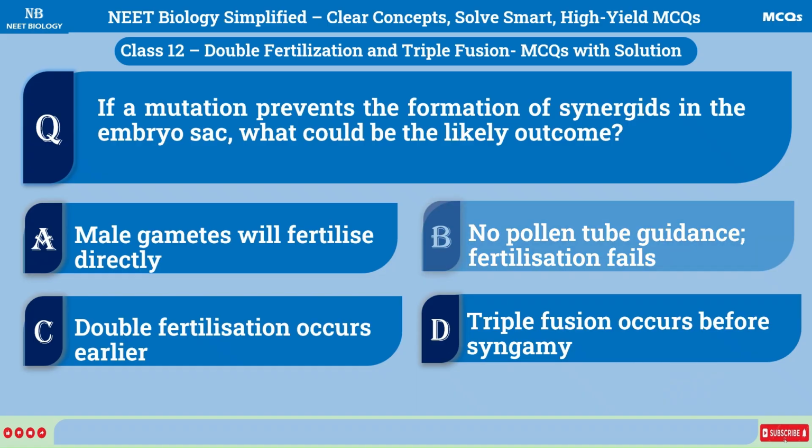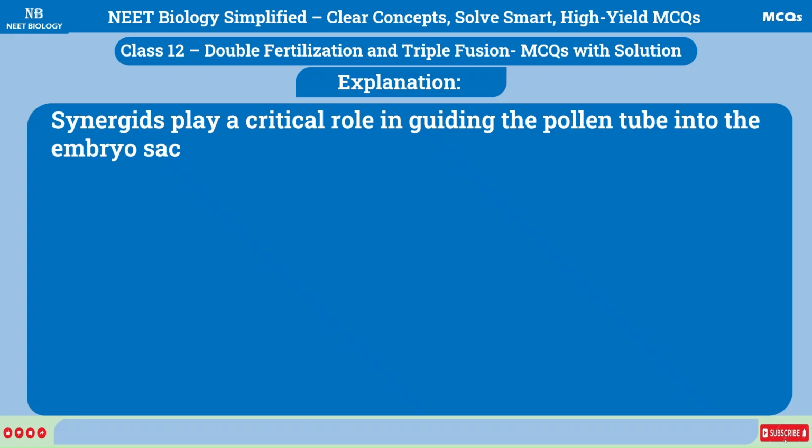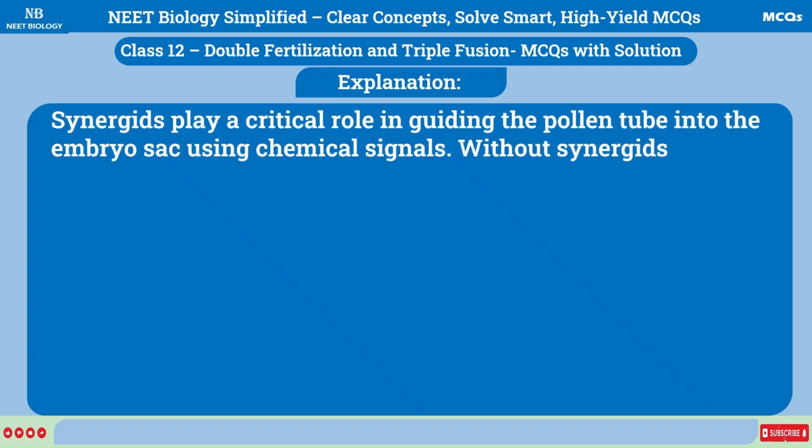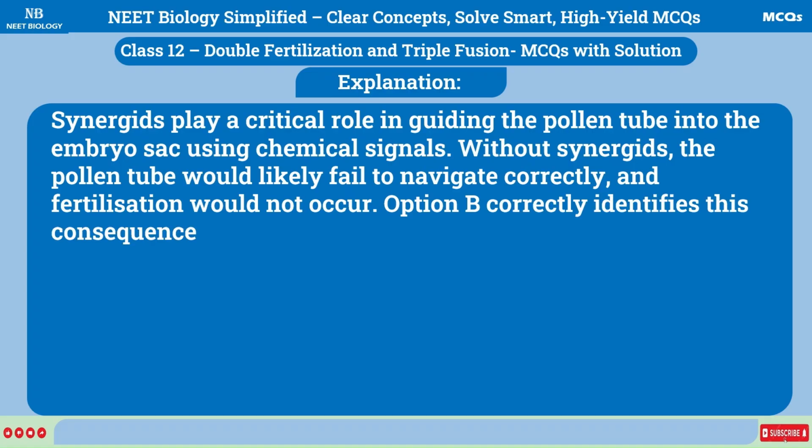Correct answer is B. No pollen tube guidance, fertilization fails. Explanation. Synergids play a critical role in guiding the pollen tube into the embryo sac using chemical signals. Without synergids, the pollen tube would likely fail to navigate correctly, and fertilization would not occur. Option B correctly identifies this consequence.